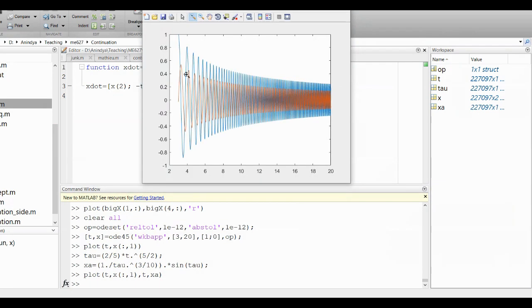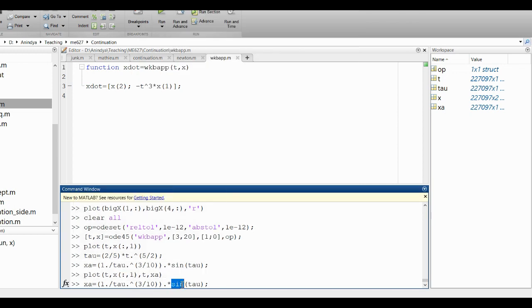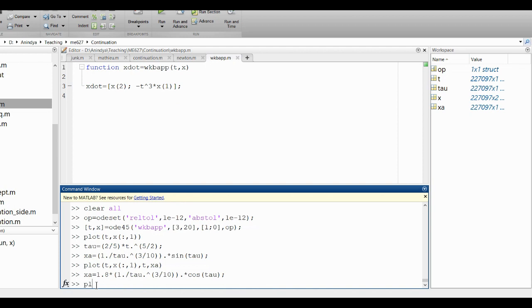I should multiply by something and shift the phase a bit, that's all. Right? So how much should I shift the phase? I should shift the phase by about pi/2. That means I should just make this a cosine. That will be good enough. And I should multiply by about 1.8. So that will give us a reasonable match.